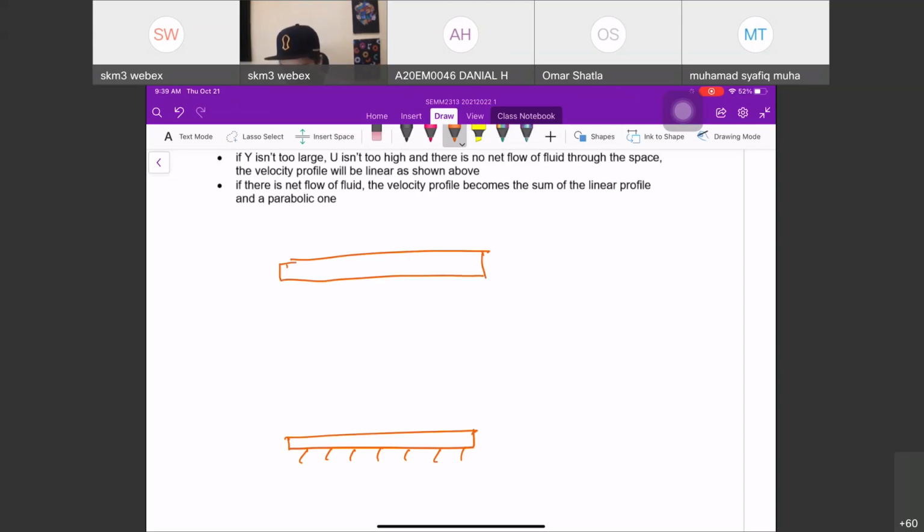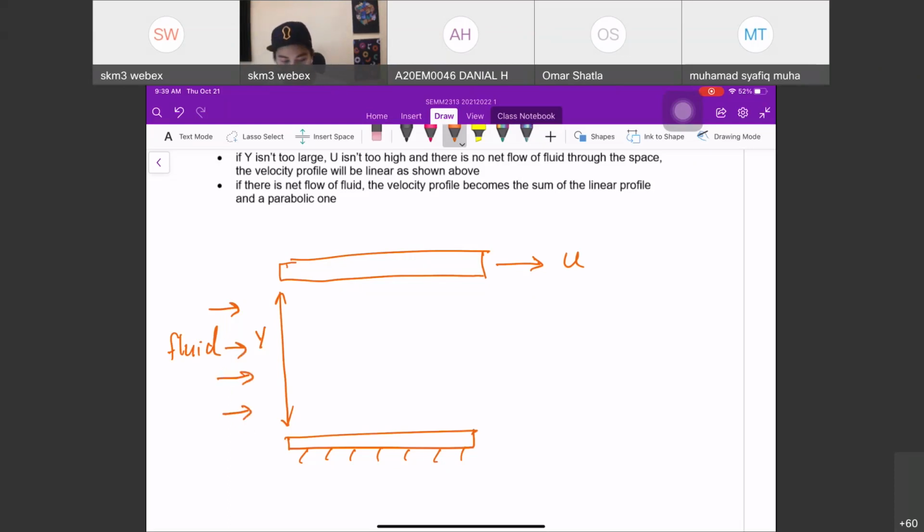Okay, the top plate is moving with U, and we have the distance, which is Y. What happens to the fluid between the plates when the plate is moving? We have the net flow. The fluid here is moving.